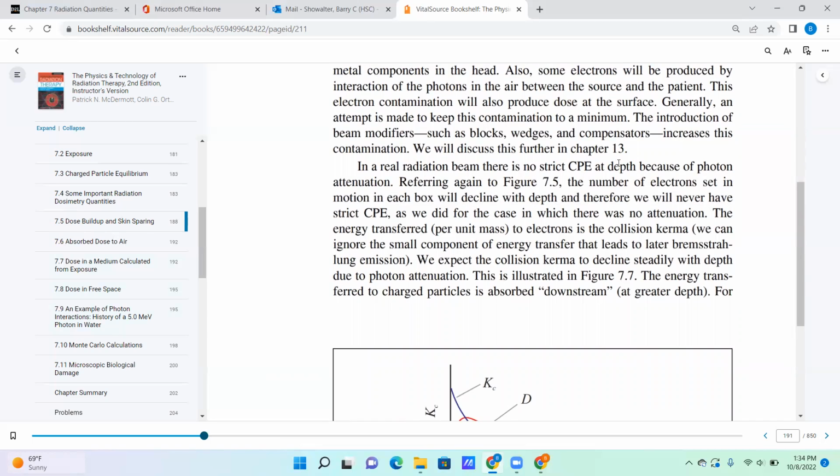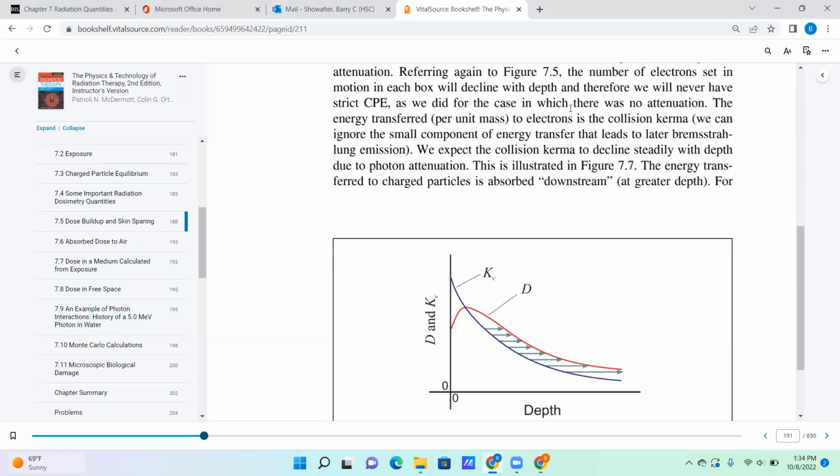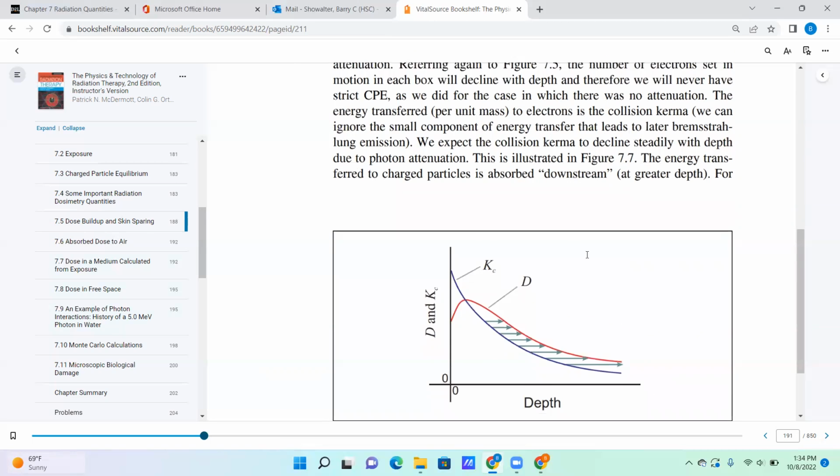In real radiation beams, there's no strict CPE at depth because of photon attenuation. The number of electrons set in motion in each box will decline with depth and therefore we will never have strict CPE as we did for the case in which there was no attenuation. The energy transferred per unit mass to electrons is the collision kerma. We can ignore the small component of energy transfer that leads to Bremsstrahlung. We expect the collision kerma to decline steadily with depth due to photon attenuation. And that's illustrated down here.